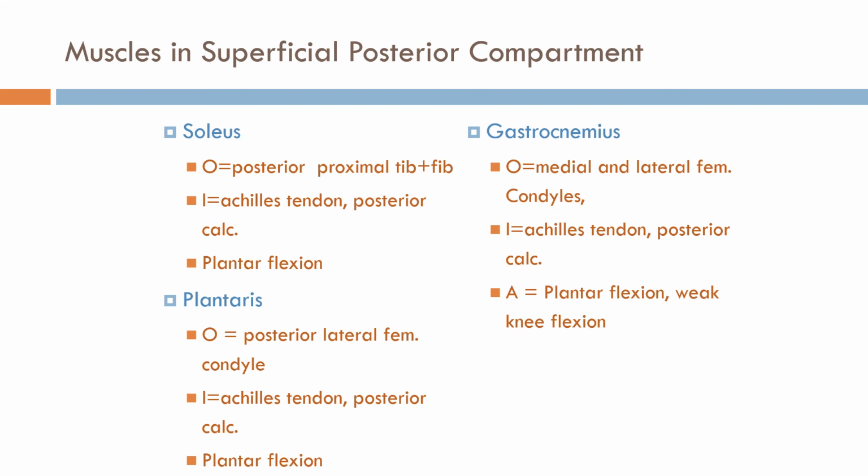Here's the muscles in the superficial posterior compartment. So you have the soleus, the gastrocnemius, and the plantaris. Now you notice here the gastrocnemius also does weak knee flexion. The gastrocnemius is actually a two-joint muscle that crosses the ankle and the knee, and its function at the knee is that of a weak knee flexor. So it does produce some weak flexion at the knee, but all these other muscles are going to be responsible for performing plantar flexion.